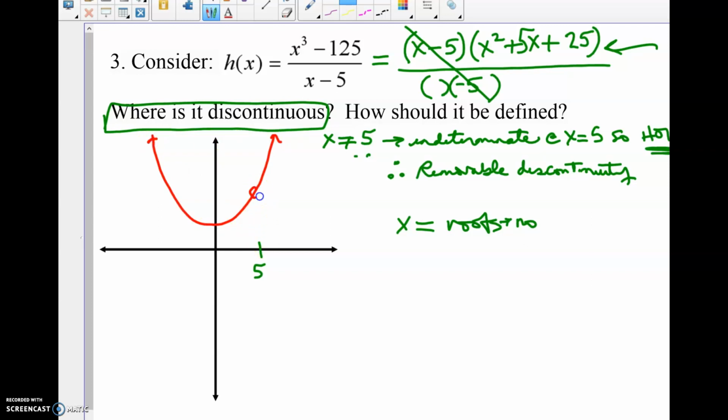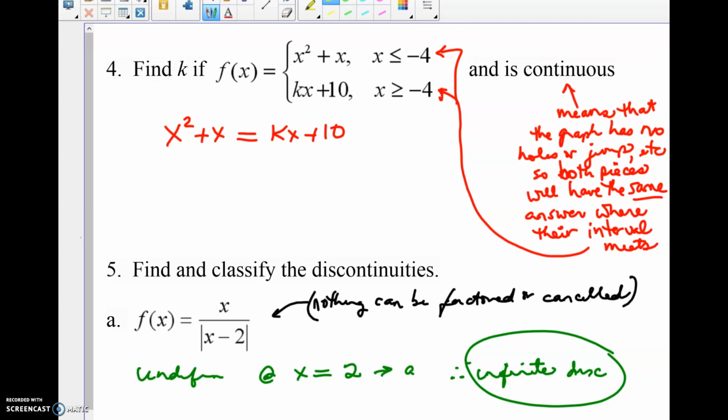And we know it can't be 5. There's going to be a hole right there at 5. Okay, so example number 4, we're supposed to find k if f of x is this piecewise function.